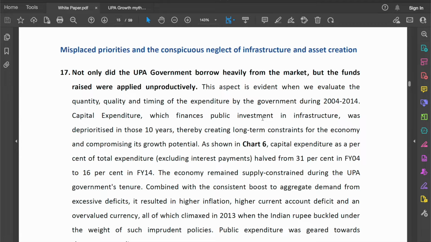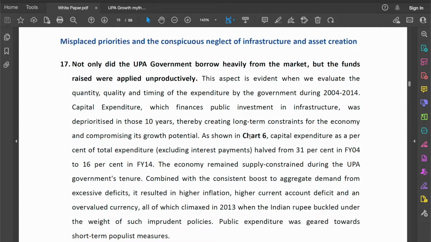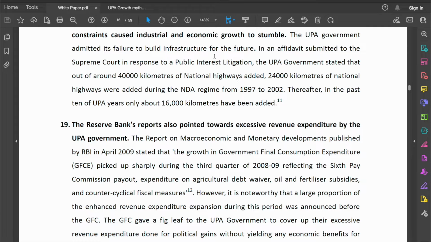Now they are talking about misplaced priorities. After the 2008 financial crisis, the government should have spent a lot of money on capital expenditure rather than giving farm loan waivers or increasing subsidies. This was a kind of misplaced priority they are talking about. And they are saying that the infrastructure could have been much better. Again, this is the statement that there was neglect of infrastructure creation and all those things. There is again a sort of myth busting in this particular point. Just wait till we reach the Excel sheet.